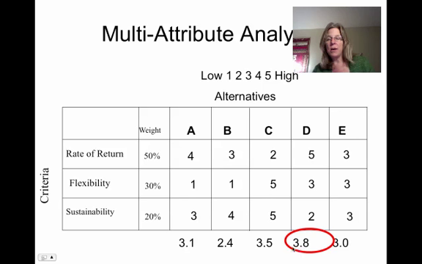In this case, we can also see that 3.8 is the highest alternative. So D looks like it might be the best fit for us in this aspect. That's just one way of doing multi-attribute analysis. All of these things are put together, and you will use this to help you choose the correct alternative.